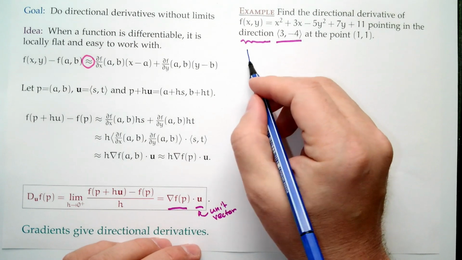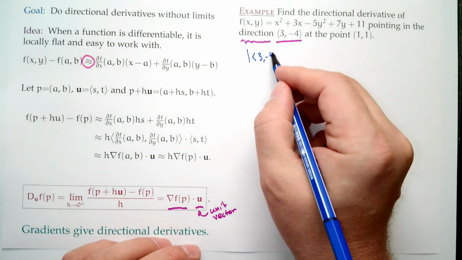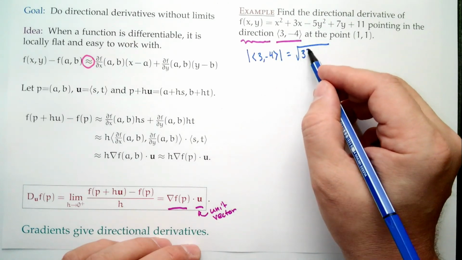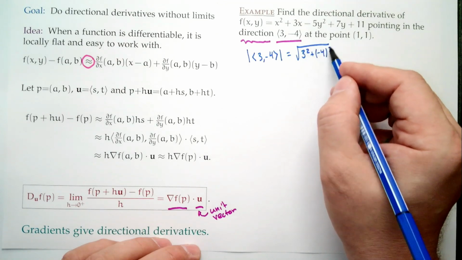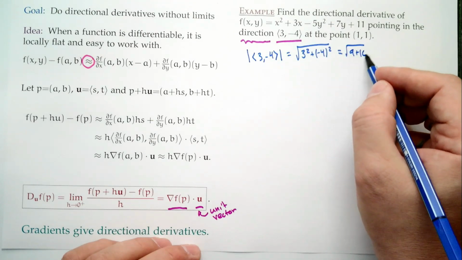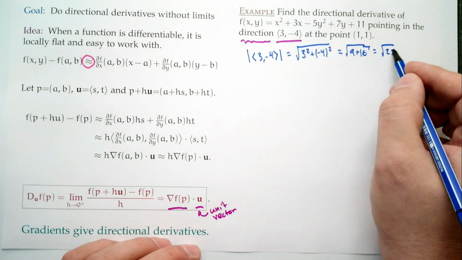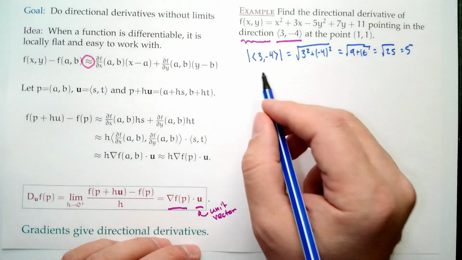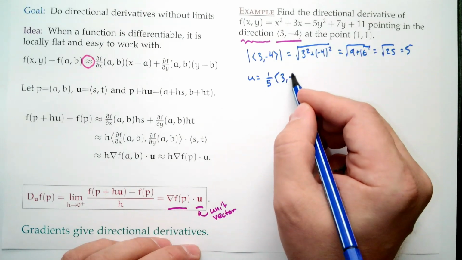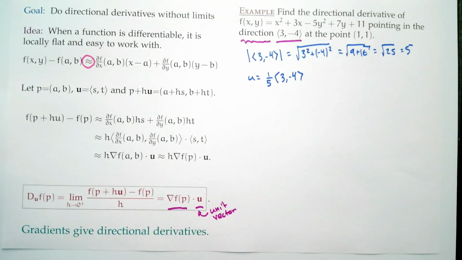So what's the magnitude of 3 comma negative 4? Well, someone is faster than me, so I'm going to go slow. Square root of 3 squared plus negative 4 squared, which is square root of 9 plus 16, which is square root of 25, which is 5. All right, so our unit vector will be 1/5 times 3, negative 4. I can multiply the 1/5 through, but it's just as easy for me just to write it in that form. Okay, what's the next ingredient that we need?